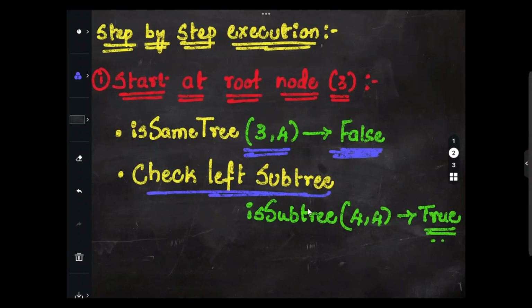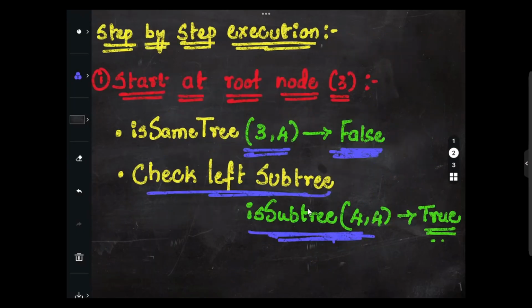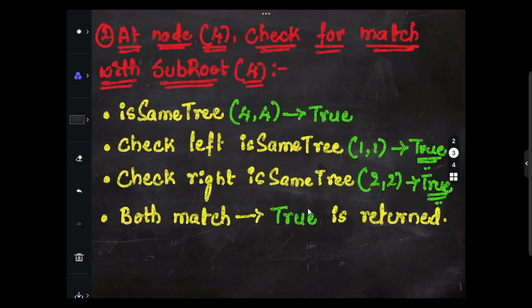We will check the left subtree. Is subtree of 4 comma 4. So this one is subtree of 4 comma 4, this one and this one, right? This one matches right here, so we will return true in this case. This is fine, easy to understand.